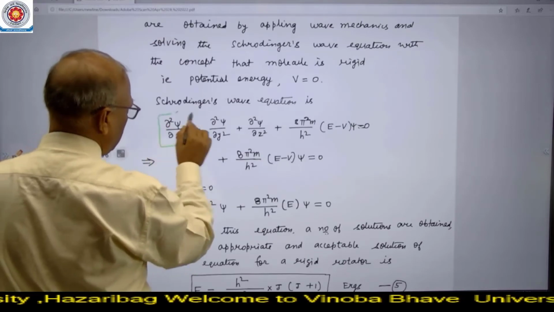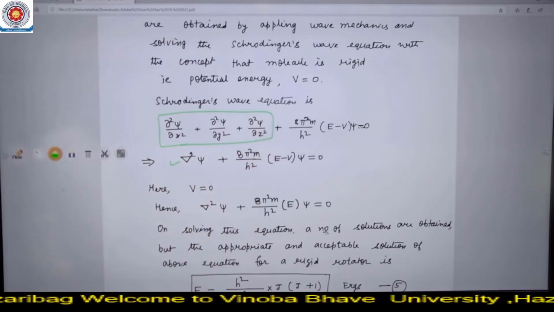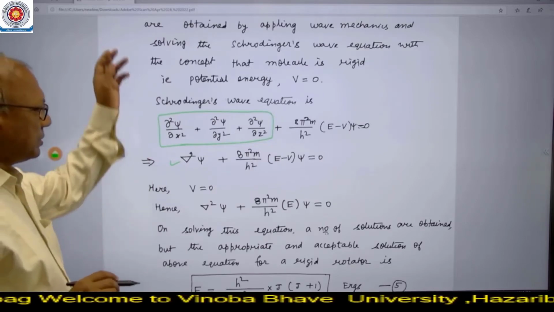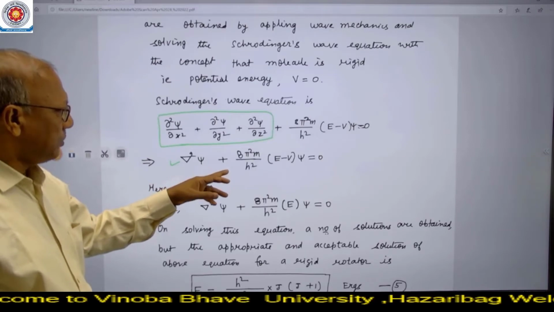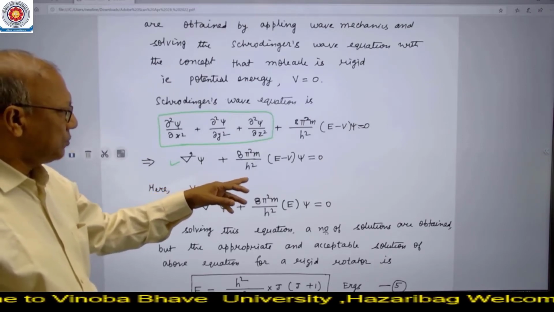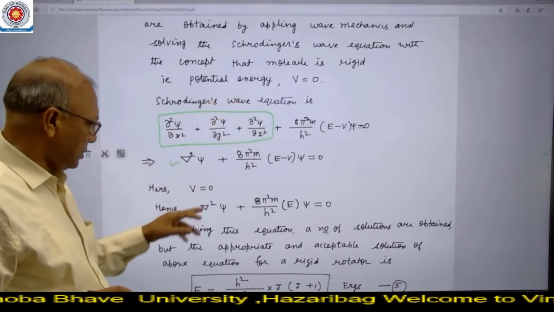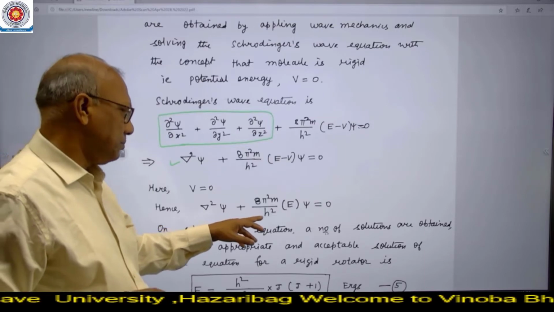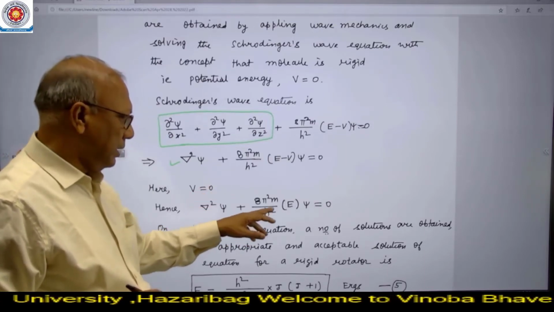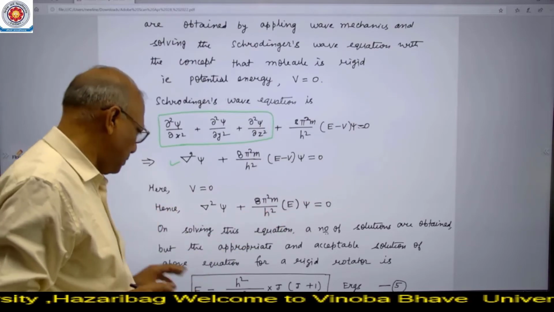For these 3 terms we use del square psi. This is the operator notation. So del square psi plus 8 pi square m by h square (E minus V) into psi, and if we put V equal to 0 because potential energy is 0, the equation reduces to del square psi plus 8 pi square m by h square E into psi is equal to 0.